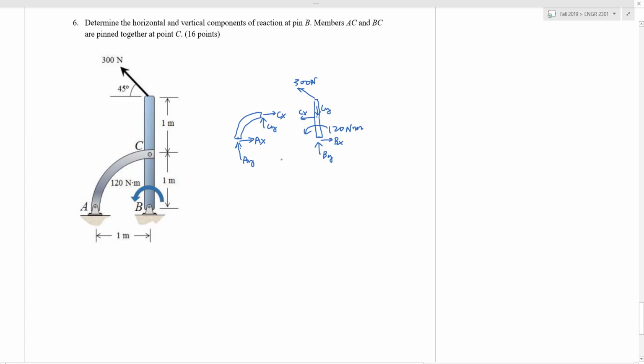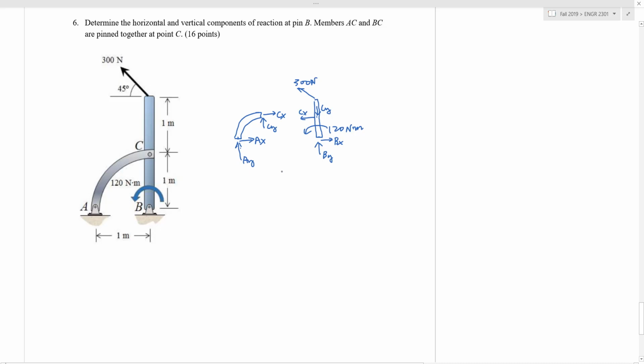So now you realize that you have two rigid body free body diagrams. Remember, for each one of them, this is a 2D problem. For each one of them, you can write 3 equations. So together you can write 6 equations. You can solve for 6 unknowns. And you do have 6 unknowns. You have AX, AY, CX, CY, BX, BY. So you can set up your 6 equations and solve for them.